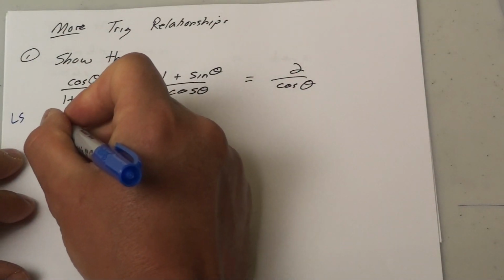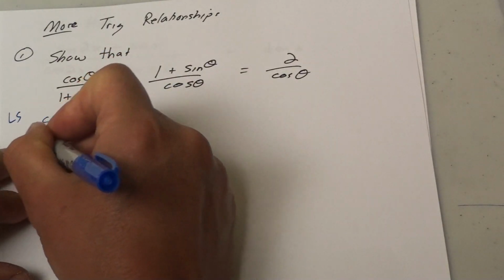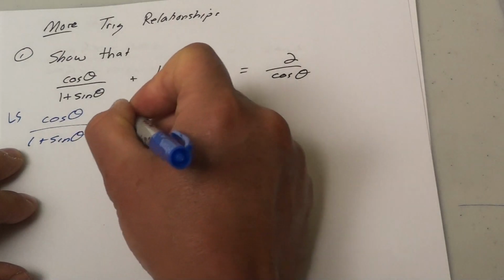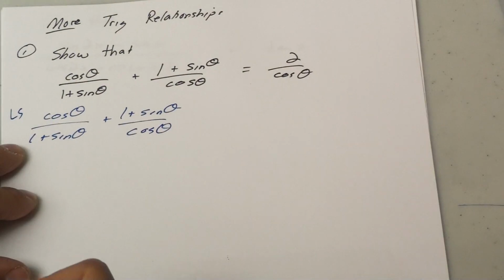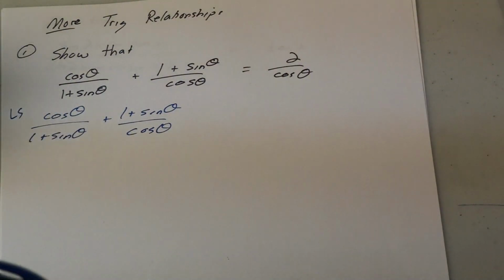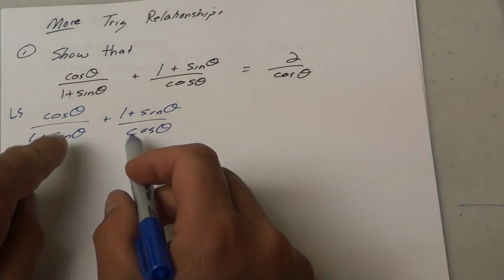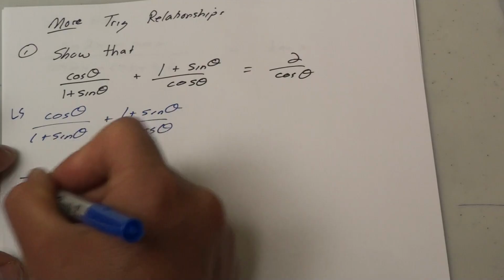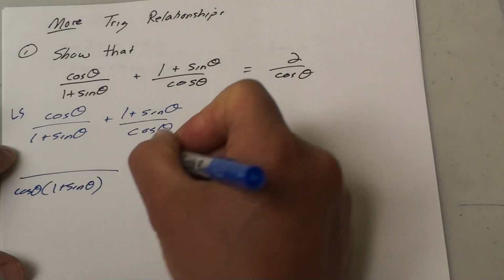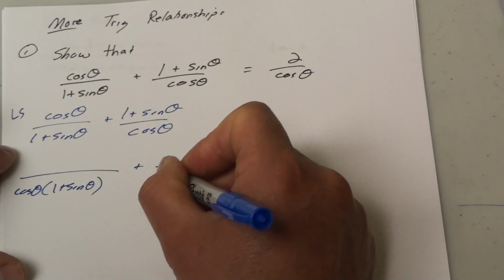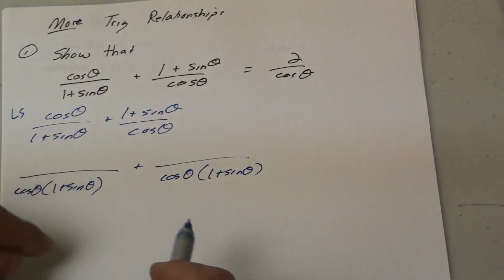Left side is simply, and I want to just rewrite it: cos theta over 1 plus sine theta plus 1 plus sine theta over cos theta. Now, I have fractions here and adding, so I need a common denominator. My common denominator is going to be these two things multiplied together. So, multiplied together, it's going to look like cos theta times 1 plus sine theta. And I want to have the other denominator here as well, cos theta times 1 plus sine theta. So that's my common denominator.